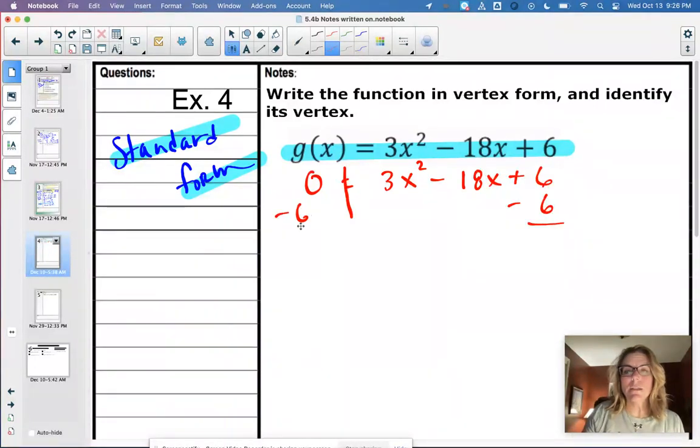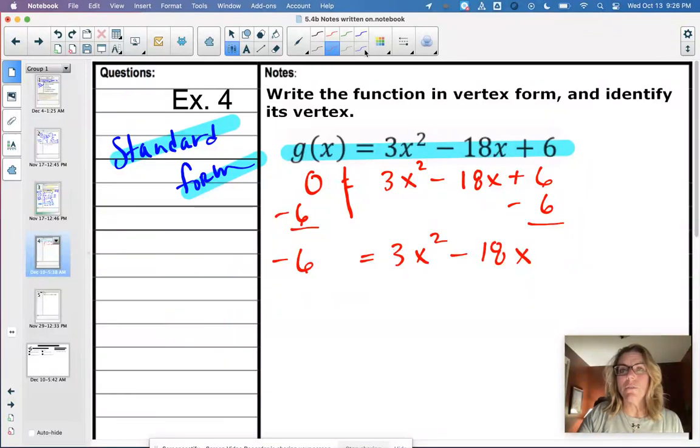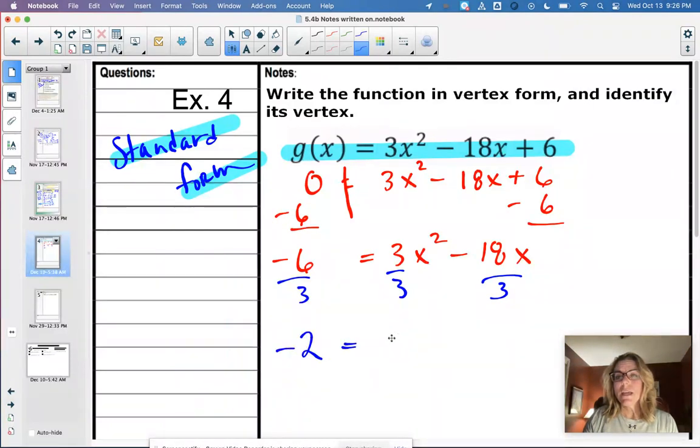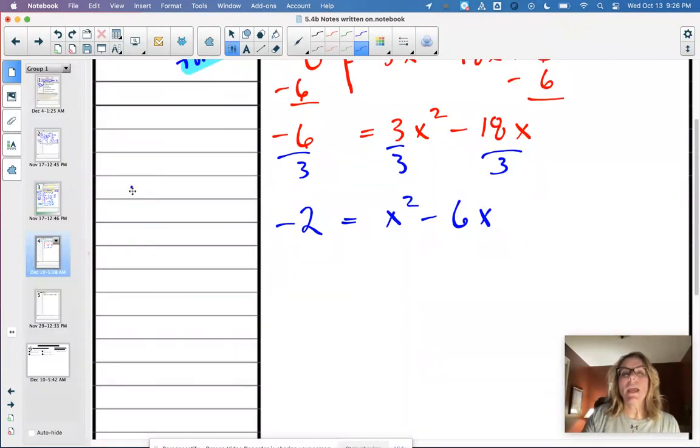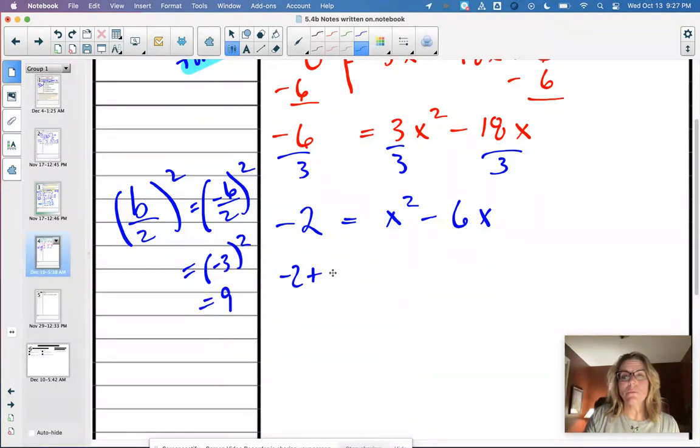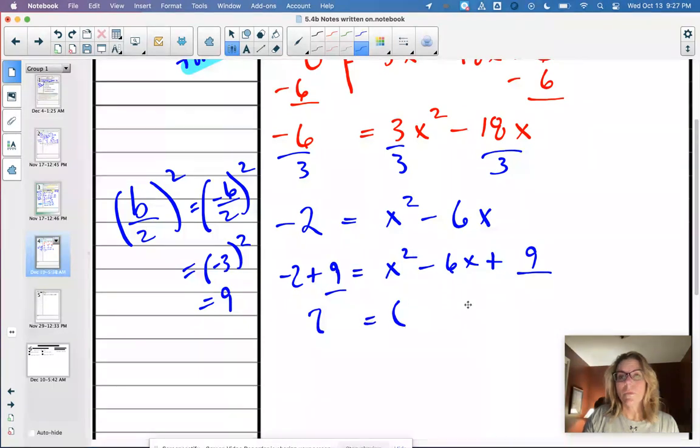We need to put the constants on one side and the variables on the other. And I notice that there is a number in front of the x squared, which means I have to divide everything by 3. I cannot continue until the number in front of the x squared is a 1. We haven't had to do that yet. Now we have. Now I can continue and I can add b over 2 squared to both sides. Well, b now is -6. -6 over 2 is -3. You get 9. So we have x squared minus 6x plus 9. Factor that into a binomial squared.